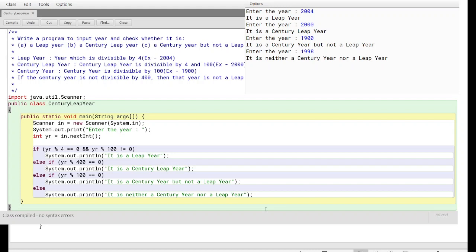I hope all of you have understood the application of if else if.